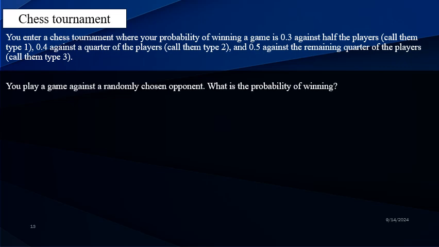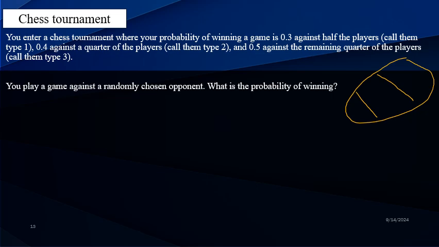Regarding the rest 25%, what is the probability of winning? 0.5. So the sample space has already been divided. What is the sample space? The collection of all players, chess players, not all players, chess players. You have divided these chess players into three categories. So the question is also giving an idea of coming up with a partition of the sample space.